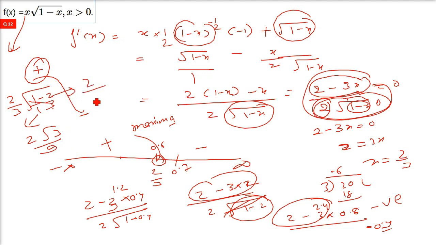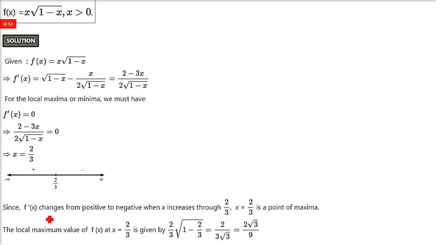The whole idea is to find the differentiation, put it as 0, find out the critical value, and then take a value lower than critical and higher, and put it in the differentiation. So this is the whole explanation in front of you that you can carry forward.